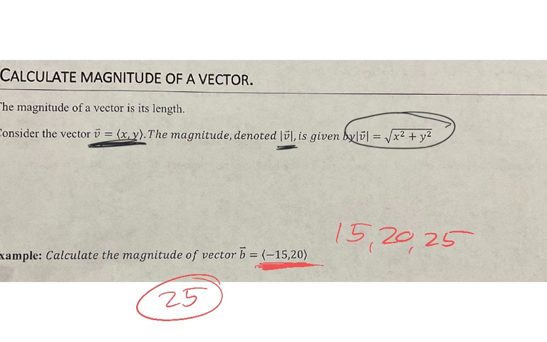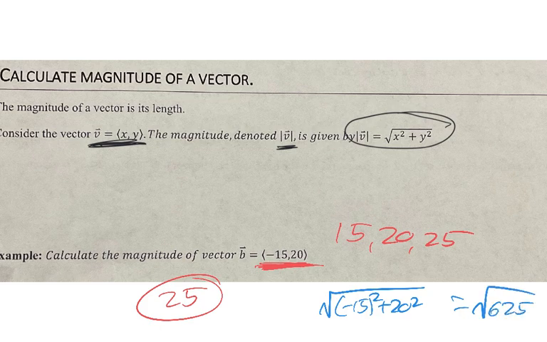If I didn't know, it would be the square root of negative 15 squared plus 20 squared, which I'm going to guess is the square root of 625. Just a guess, because this is 400 and this is 225, and that would be 625. But I knew the square root of 625 was 25. I didn't do all that in my head. I just knew 15, 20, 25, guys. It's just a Pythagorean triple.